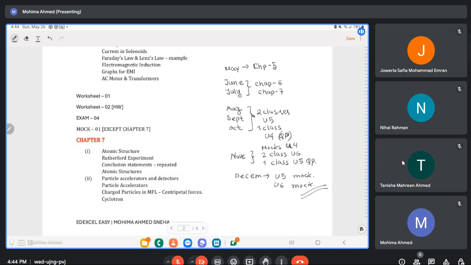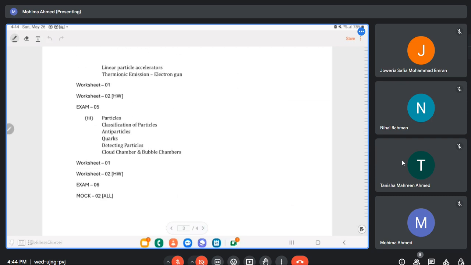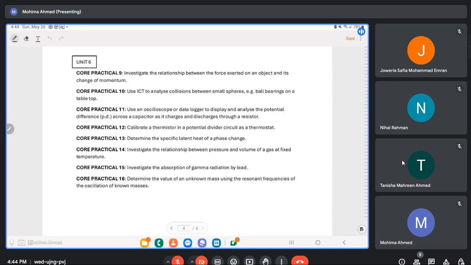For example, I have the list of core practicals over here. These are the core practicals for A2. For example, the first core practical, relationship between force exerted on an object during exchange of momentum, that is Unit 4, right? And then use of ICT to analyze collisions. This is again Unit 4, Chapter 5, momentum. Using an oscilloscope or data logger to display and analyze the potential difference across a capacitor. This is capacitance, capacitor from Unit 4, Chapter 7. So again, Unit 4. And then calibrate a thermistor to potential. This is again Unit 4.